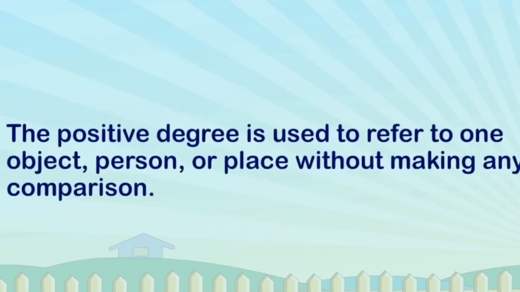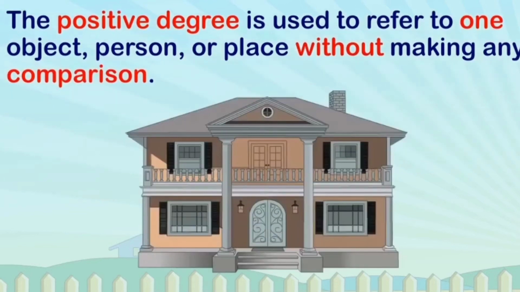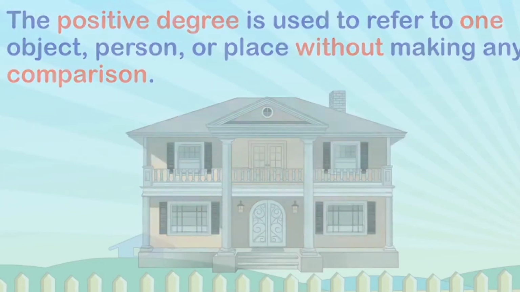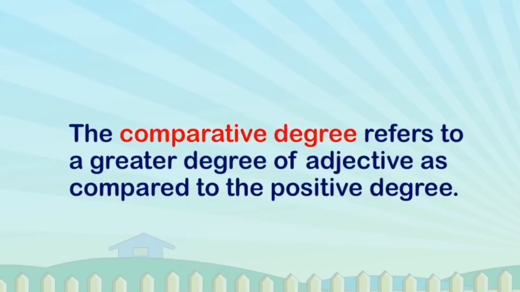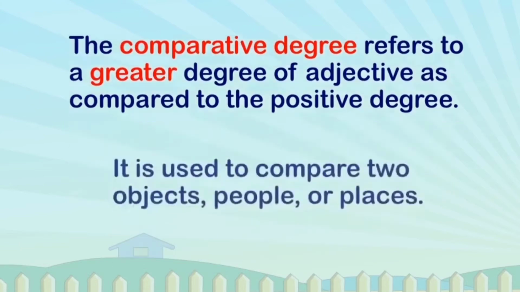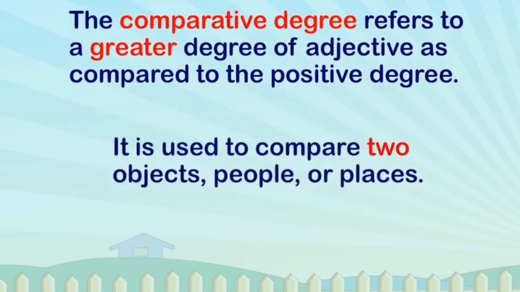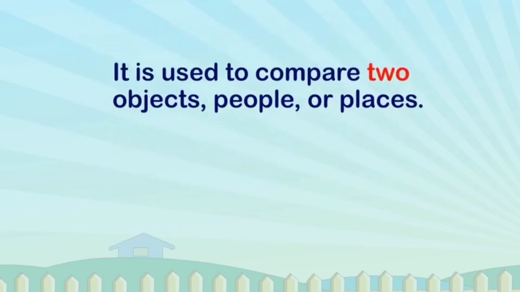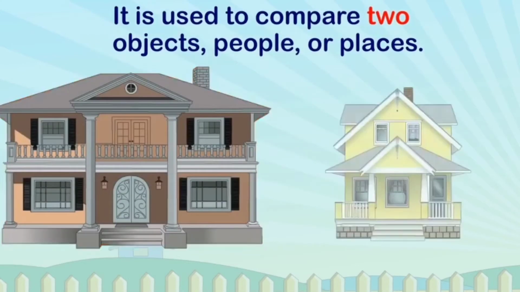The positive degree is used to refer to one object, person, or place without making any comparison. For example, she has a big house. The comparative degree refers to a greater degree of adjective as compared to the positive degree. It is used to compare two objects, people, or places. For example, her house is bigger than my house.